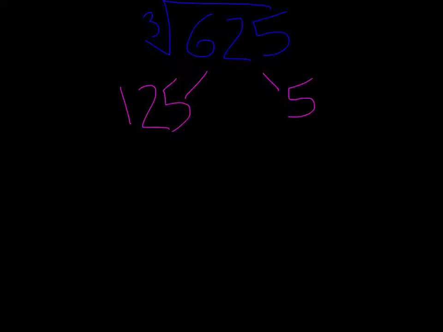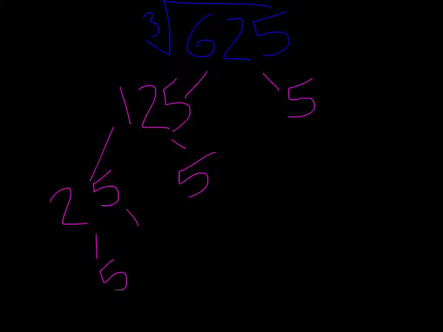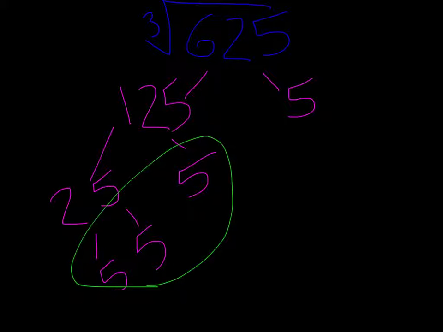Since 5 is a prime number, you do not simplify, but 125 can be simplified, so you simplify it into 25 and 5. Now you simplify 25, which is 5 and 5. So, since it's a cube root, you would circle 3 of the 5s, and you would put them on the outside for your answer, and circle the other 5 because it's also a prime number.